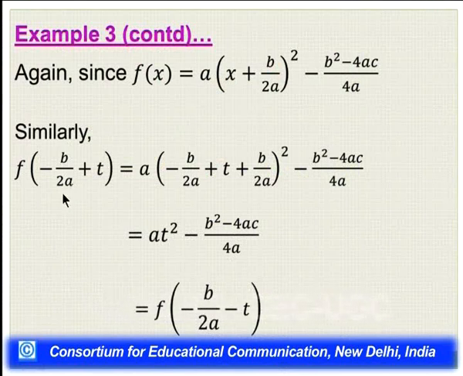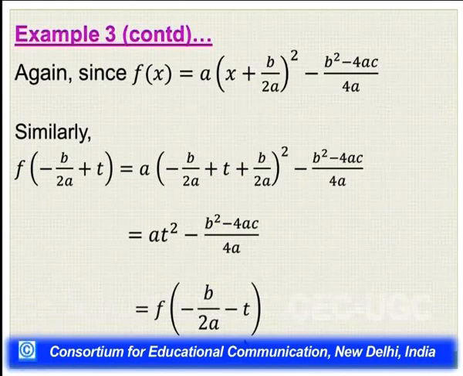So f of minus b upon 2a plus t is now going to be a times, again now instead of x, I'm going to substitute minus b upon 2a plus t plus b upon 2a the whole square, minus (b square minus 4ac) divided by 4a. And here again you can see that the b by 2a terms will get cancelled, and I'm going to be left with a times t square minus (b square minus 4ac) divided by 4a, which we just saw is also the same as what we got for f of minus b upon 2a minus t.